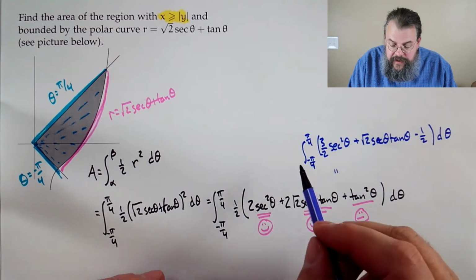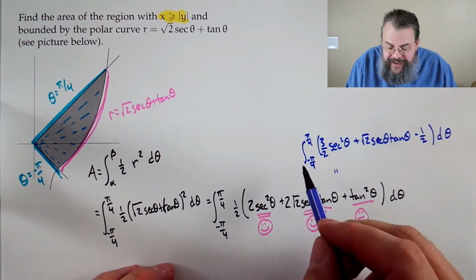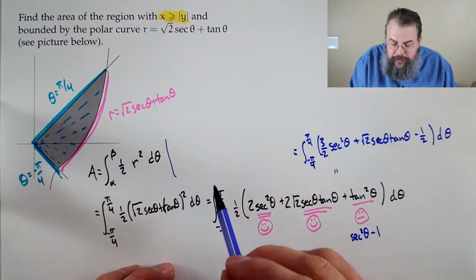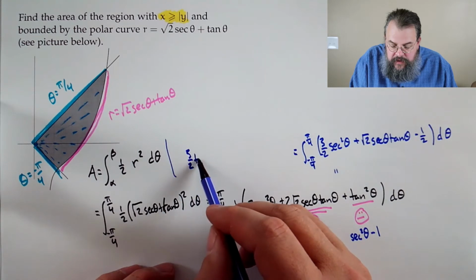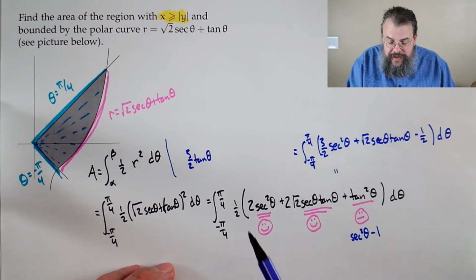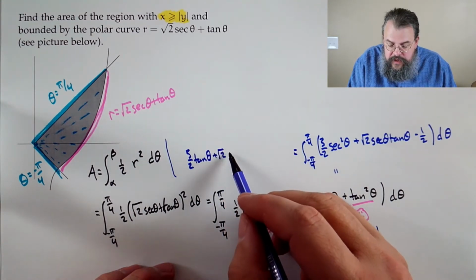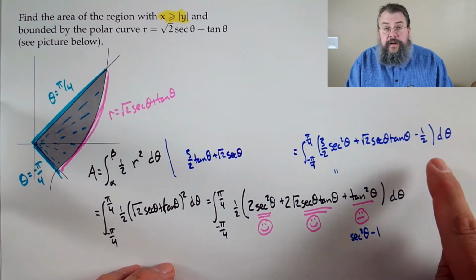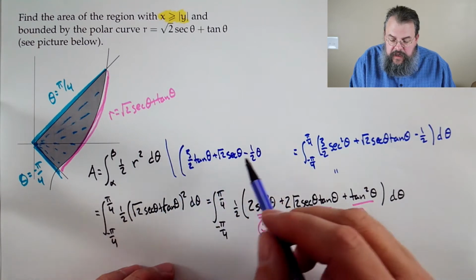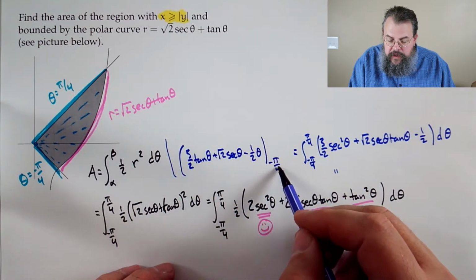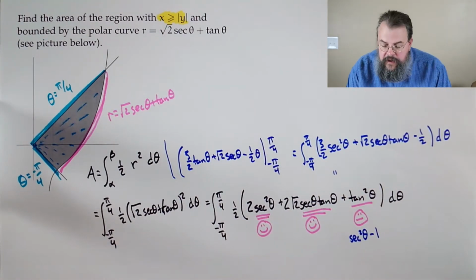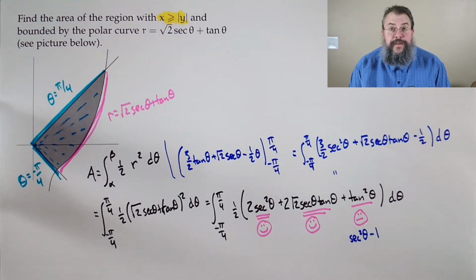Integral secant squared? Yeah, it's tangent. Okay, good. All right, just checking. All right, we want to be honest, right? Okay, so this is 3/2 tangent theta. Integral of secant times tangent, secant. So plus root 2 secant theta. And then the integral of a half is a half theta. Don't forget the minus. And now we're going to go from negative pi over 4 to positive pi over 4. Okay, good, good.